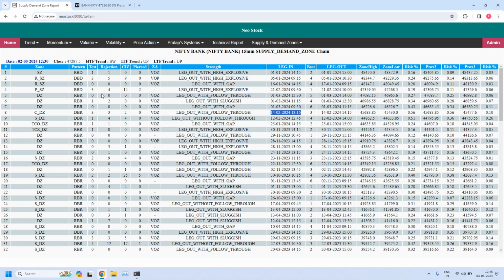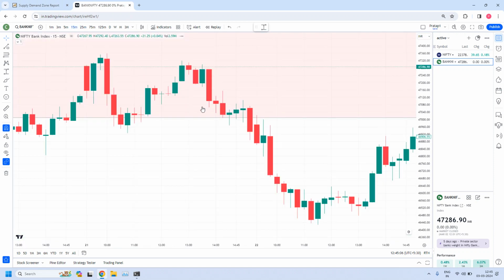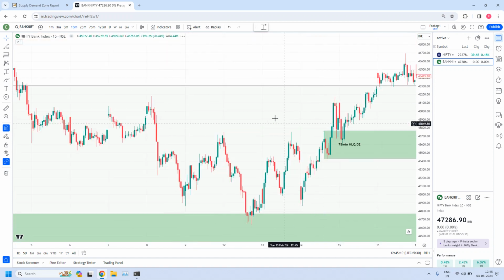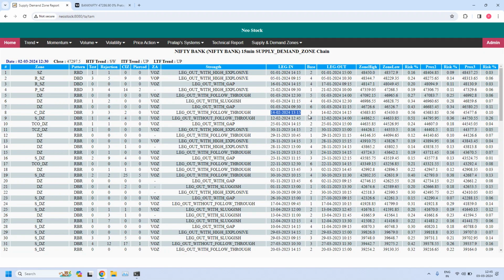Some mistake. I'm sorry, I didn't change the time frame. Now I'm changing the time frame to 15 minutes. So this is 14th February 115, and here we have two base candles, but it is showing three base candles. 14th February 115, three base candles.